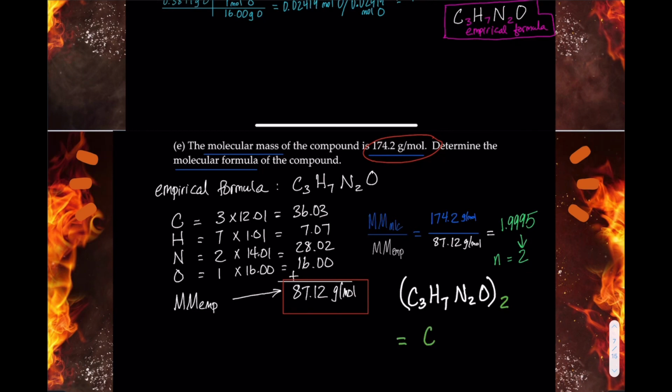Two times 3 is 6. 2 times 7 is 14. 2 times 2 is 4. And 2 times 1 is 2. C6H14N4O2 is our molecular formula. And these are two examples of combustion analysis calculations.